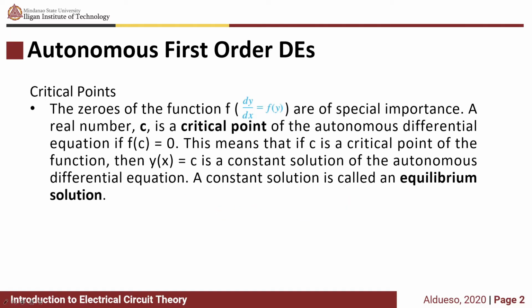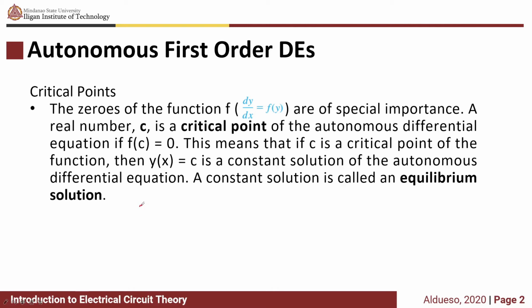The zeros of a function f, for example, where we have dy over dx equals f of y, are of special importance. A real number c is a critical point of the autonomous differential equation if f of c is equal to 0. This means that if c is a critical point of the function, then y of x equals c is a constant solution of the autonomous differential equation. A constant solution is also called an equilibrium solution.